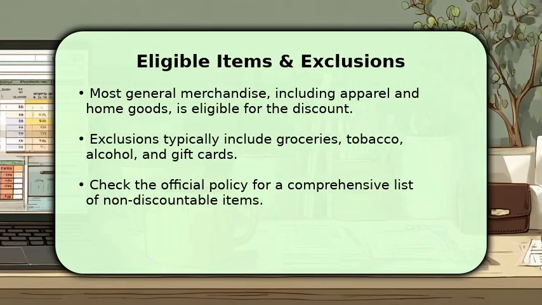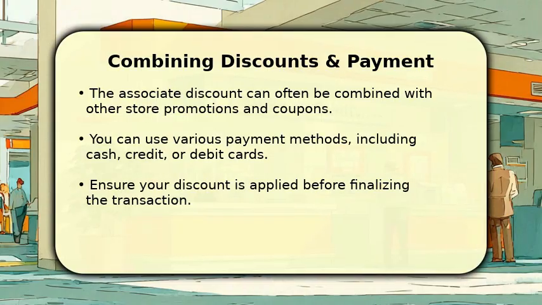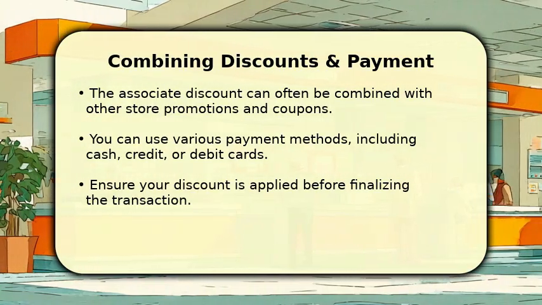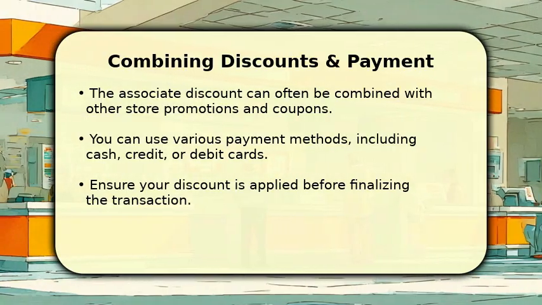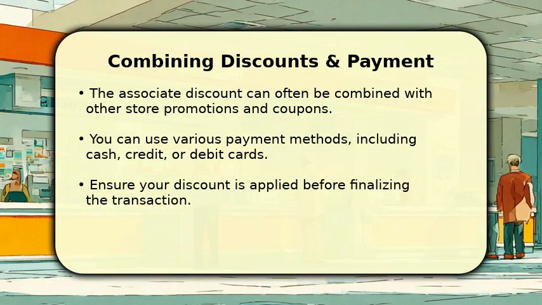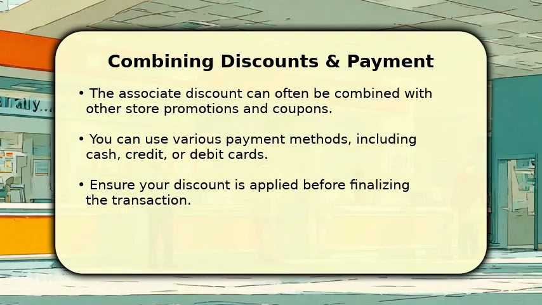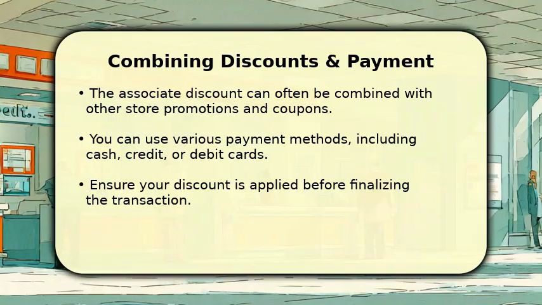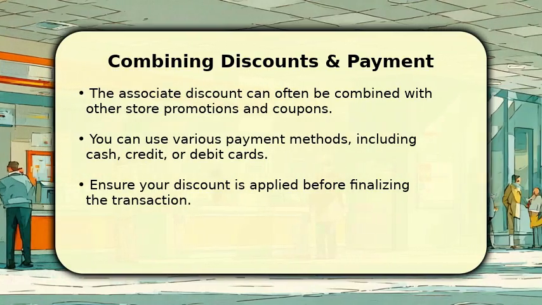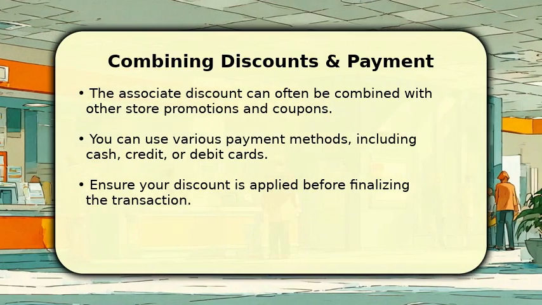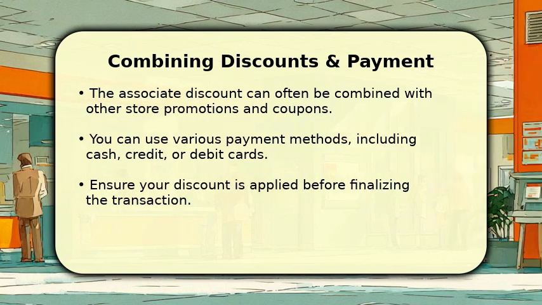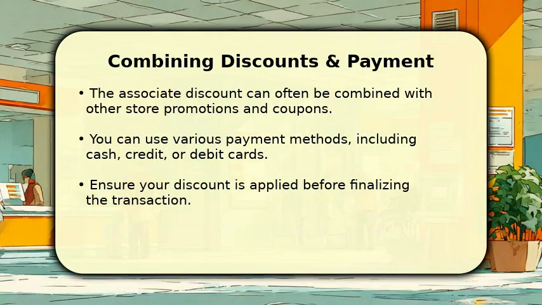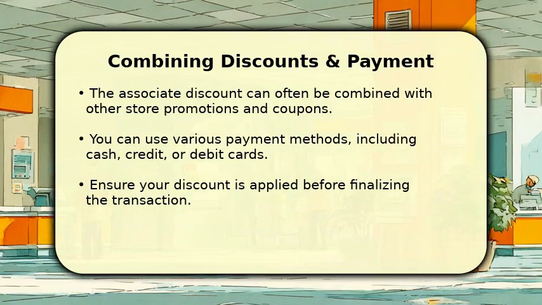at the register. A great benefit is that your associate discount can often be combined with other ongoing store promotions and manufacturer coupons, maximizing your savings. When paying, you have the flexibility to use various methods, including cash, credit cards, or debit cards. Just ensure the cashier has scanned your discount card before they finalize the transaction. This simple step guarantees your 10% off is applied correctly, making your shopping experience even more rewarding.